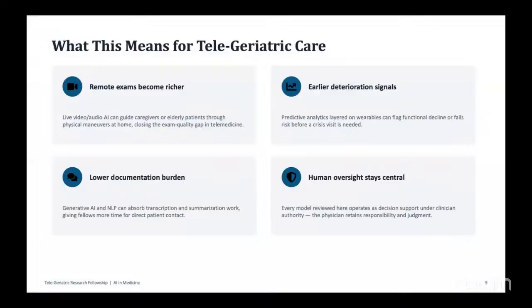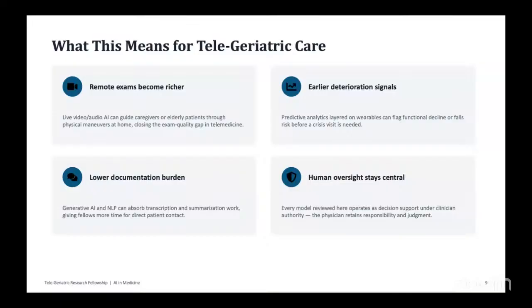So let's bring this back to what it actually means for the work we do. First, remote exams. With genuinely richer live video and audio, AI can guide a caregiver or the patient themselves through a physical maneuver at home, which starts to close a real long-standing gap in telemedicine quality compared to an in-person visit. Second, we get earlier deterioration signals. Predictive analytics layered on top of wearable data can flag functional decline or fall risk well before it turns into a crisis visit or hospital admission.